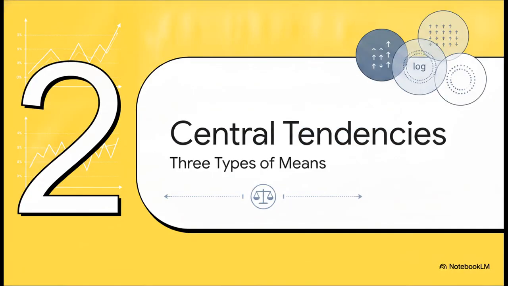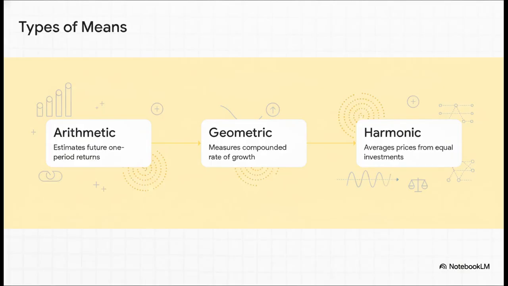Moving on to Section 2, Central Tendencies, and specifically the three types of means. Calculating averages is totally foundational to measuring how well an investment has performed. But in finance, not all averages are created equal. We've got three primary ways to calculate them: the arithmetic mean, the geometric mean, and the harmonic mean. Let's get the mental framework set up right now for exactly when and why you'd use each of these tools.